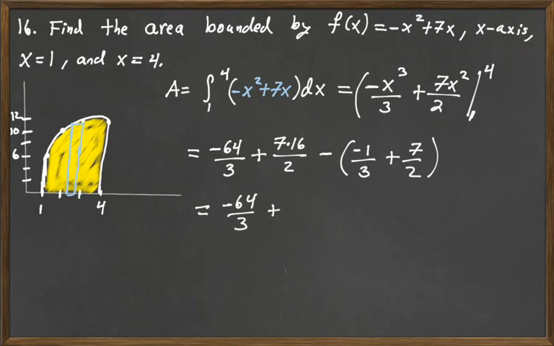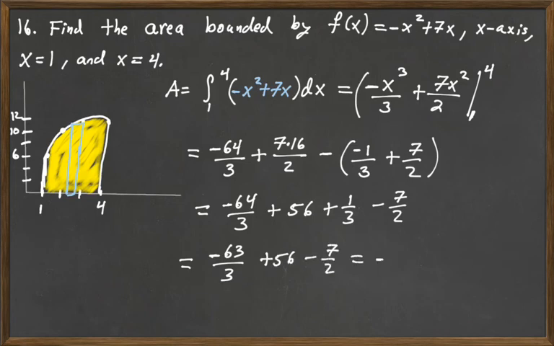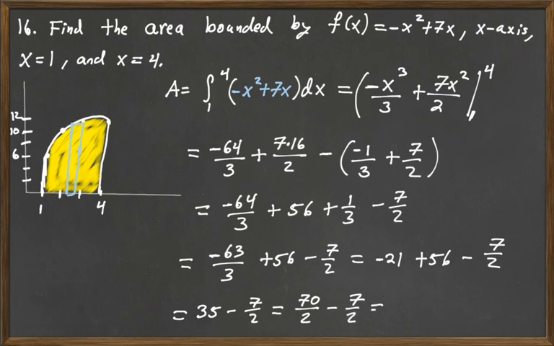Okay. So let's go ahead and simplify a little bit. So negative 64 over 3 plus 56, and then we'll distribute the minus sign there, so that's going to make that a positive 1/3 and a minus 7 over 2. Combine your like terms, and so that's going to be negative 63 over 3 plus 56, minus 7 over 2. Negative 63 over 3 will reduce to negative 21 plus 56 and minus 7 over 2. So it's going to be 35 minus 7 over 2. And 35 is 70 over 2, so we get a common denominator, minus 7 over 2. So we get the exact answer of 63 over 2.